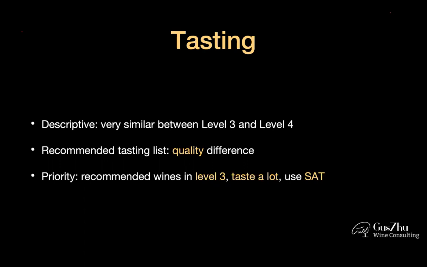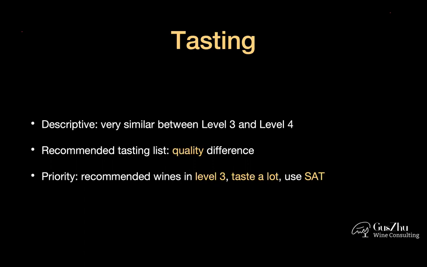You want to know very well about the classics in the level 3 recommended list first, okay? And you taste a lot of them. Stick to the classics. Do not move on to Greco di Tufo before you know the differences between Chablis and California unoaked Chardonnays.